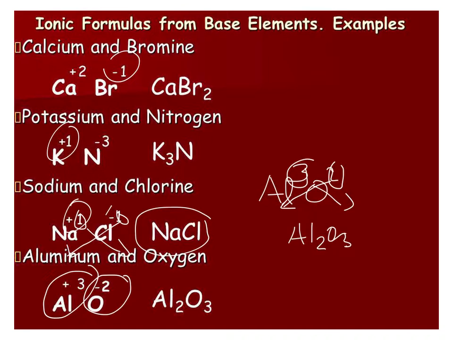Okay? Now the thing is, one of the other rules, the last rule, is we can't leave anything in a non-whole number, right? So we can't have any fractions. So if we try to reduce this by dividing one side by 2, we get Al1O1.5. That doesn't work. We need to have a whole number. So this is the lowest whole number combo that we can do, a 2 and a 3.